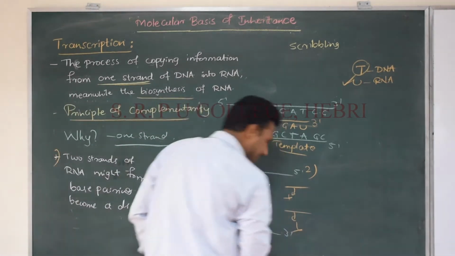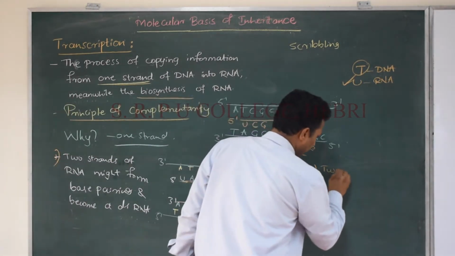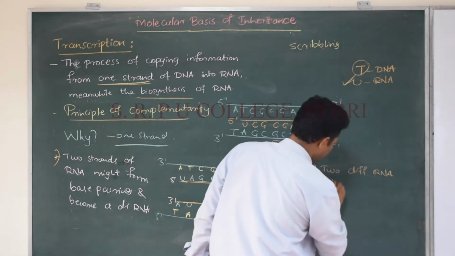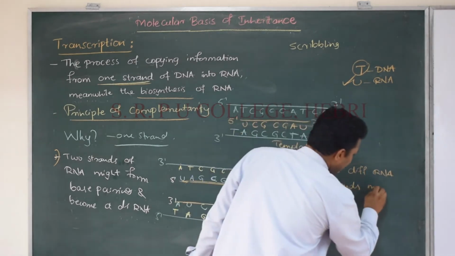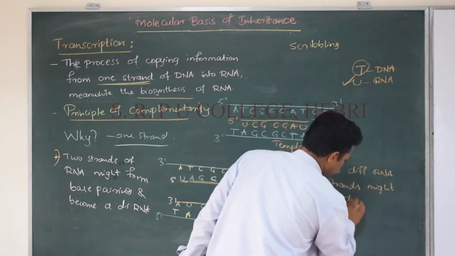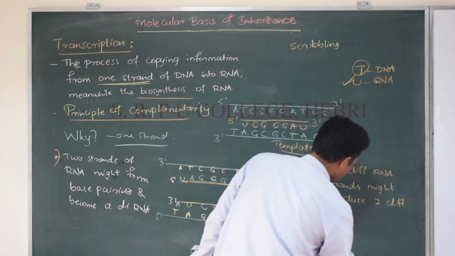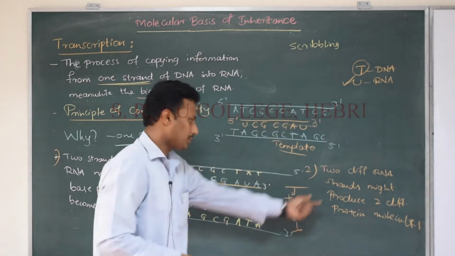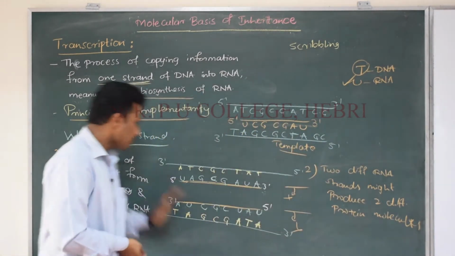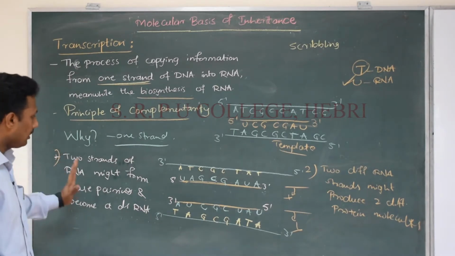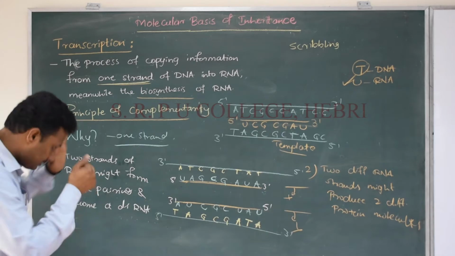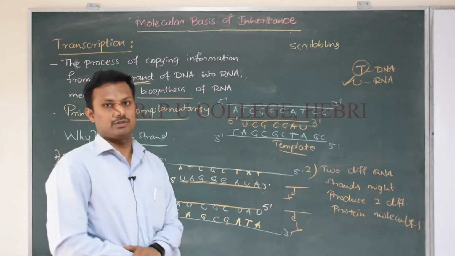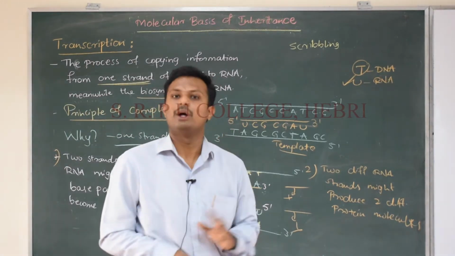So the second reason is what? The two different RNA strands might produce two different protein molecules, or they might code for two different protein molecules. Instead of 'produce', 'code for' is more appropriate. Okay, so this is the complexity behind the process of transcription. This complexity explains why only one of the two strands of the DNA is involved in the process of transcription. Okay, why not two strands? I hope you have understood now, right?